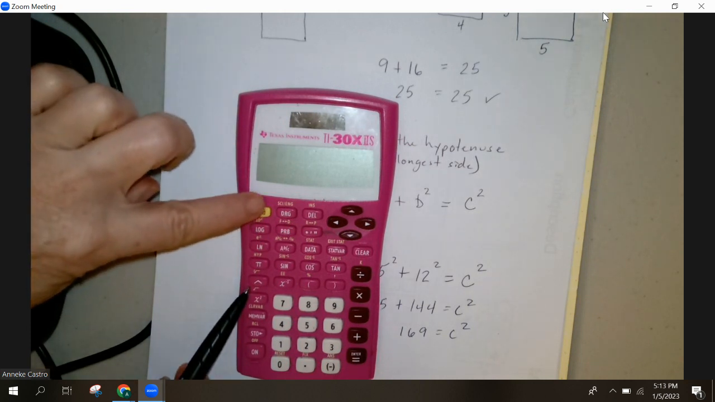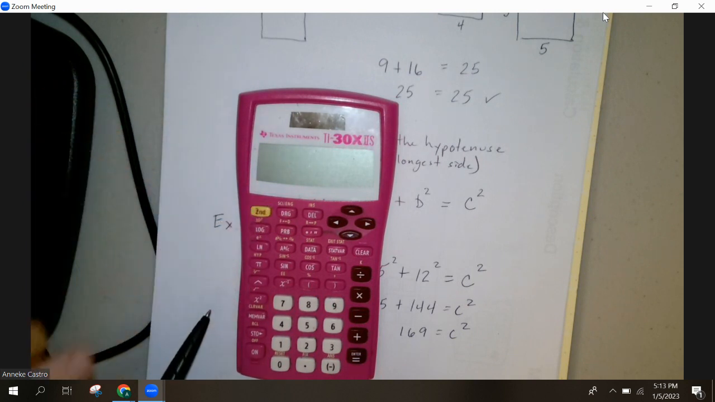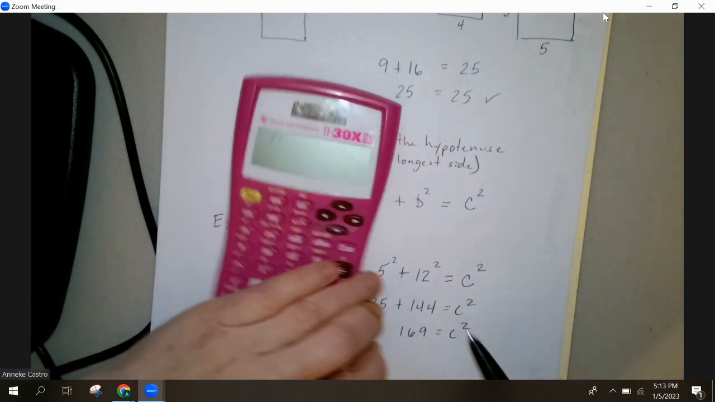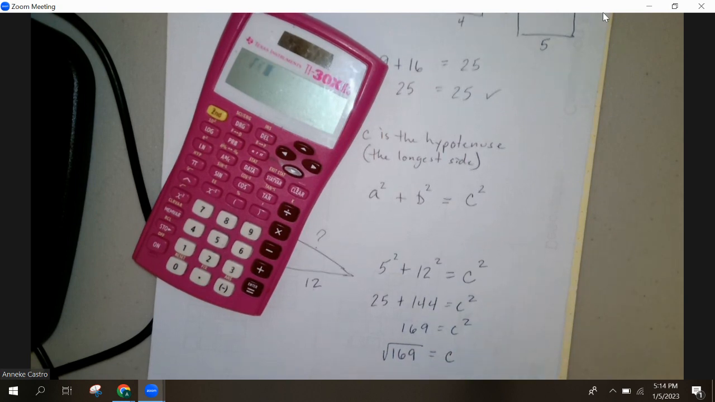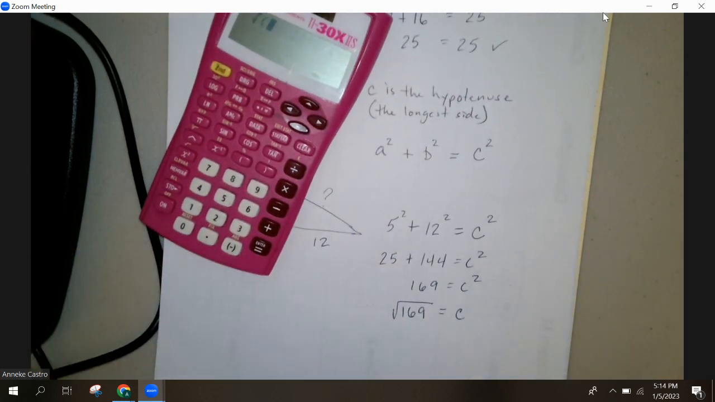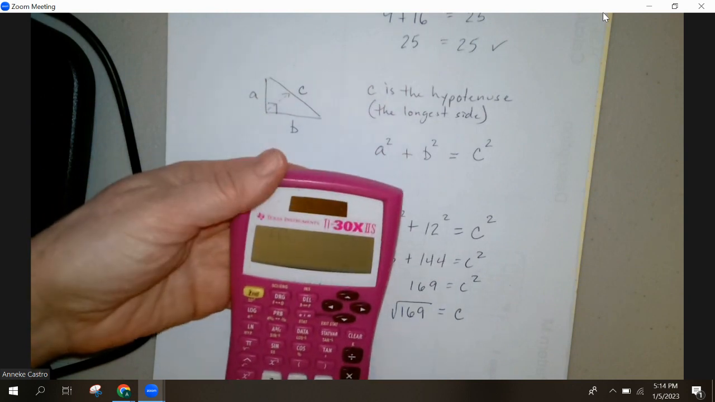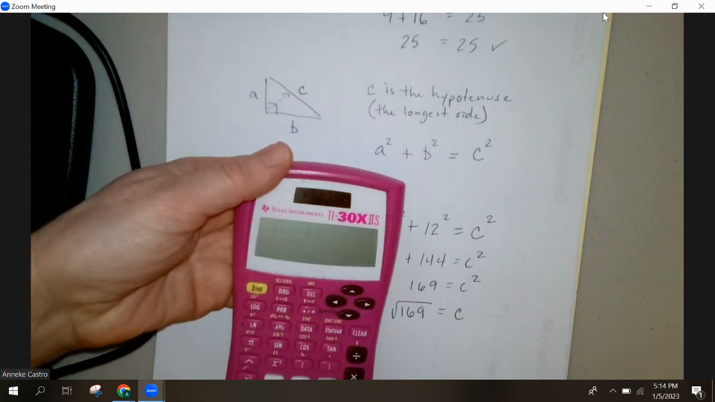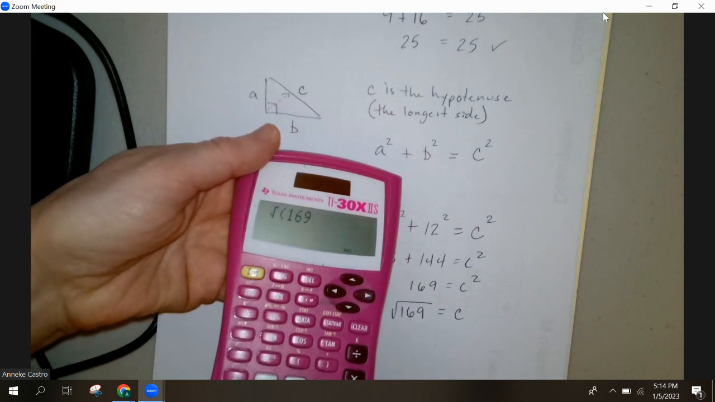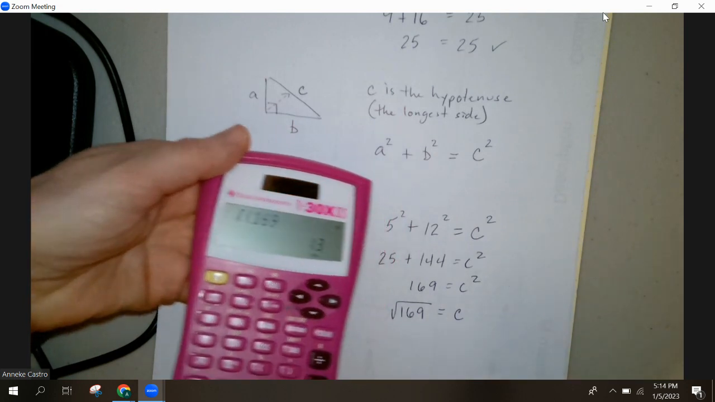And in order to get that, I need to use the second key. So I'm going to hit second and then the x squared. And notice it gives me the square root symbol. So C is going to be equal to the square root of 169. That's the symbol that we use to figure out what number times itself equals a given number. So I'm going to put in my 169. I'm taking the square root of 169, hit enter, and it's 13.